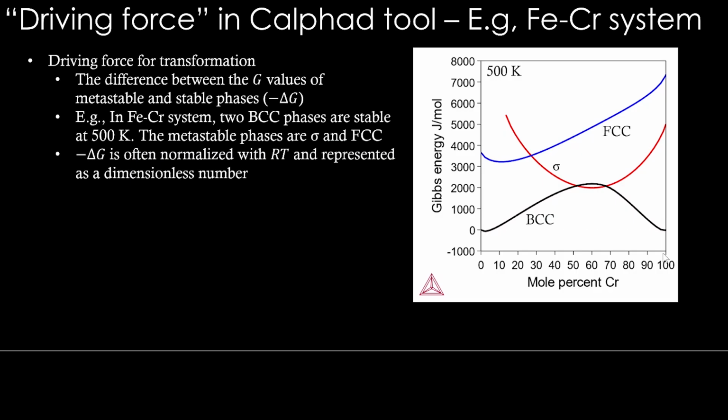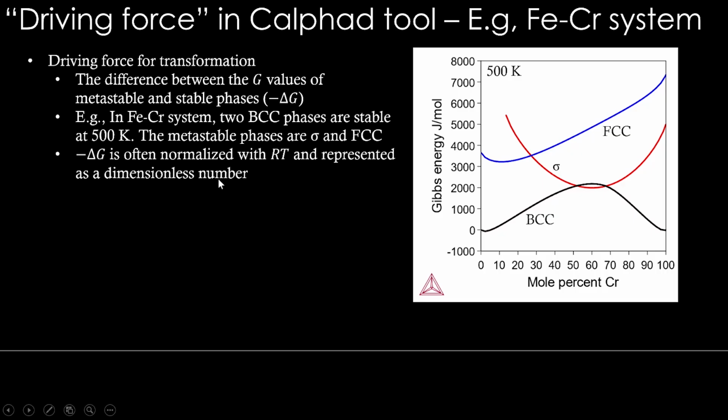So how to understand the driving force here? The difference between the G values of metastable and stable phases. For example, in the iron chromium system, two BCC phases are stable at 500 Kelvin. We saw that. The metastable phases are sigma and FCC. So if at all at 500 Kelvin you see sigma or FCC, obviously it is metastable.